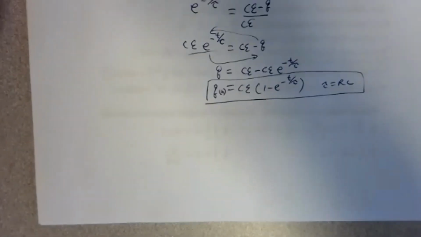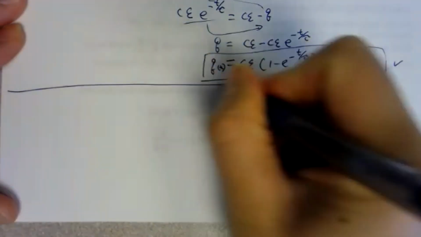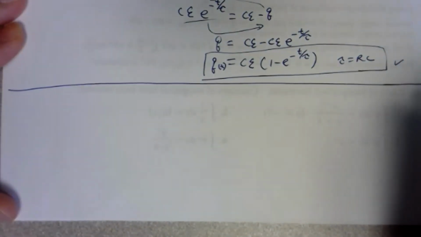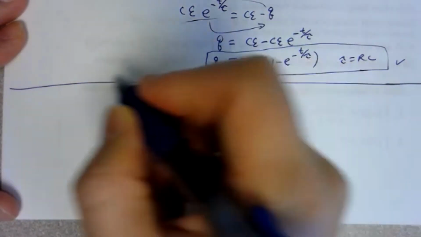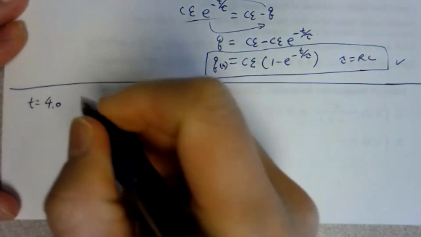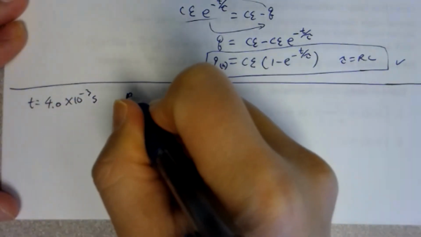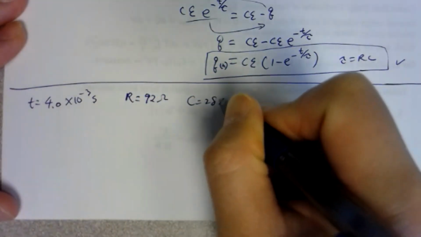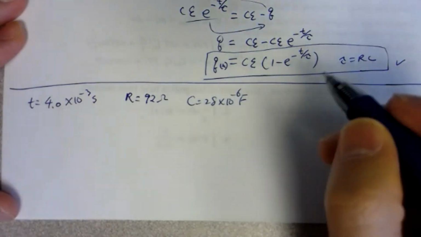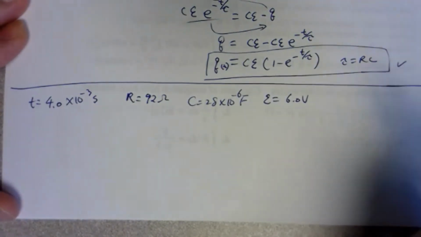So let's take a look at this. The equation to use is this one, and it's asking how much charge, so that means you are solving for that. Given t is equal to 4.0 milliseconds, which is 4.0 times 10 to the minus 3 seconds, R equals 92 ohms, C equals 28 microfarads, which is 28 times 10 to the minus 6, and epsilon equals 6.0. So we just plug in numbers, right?